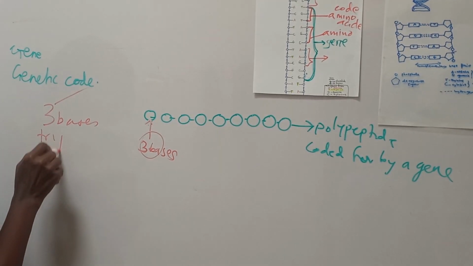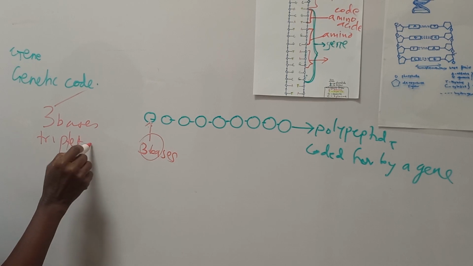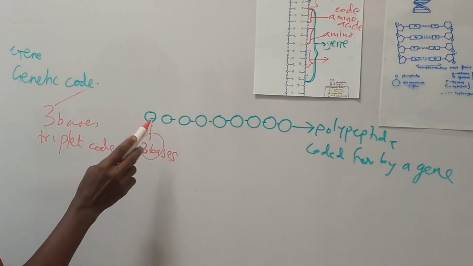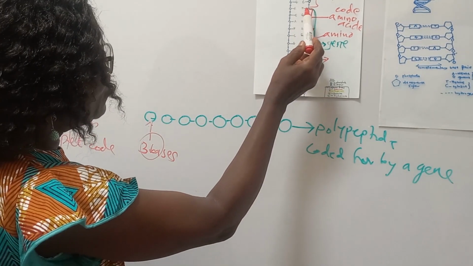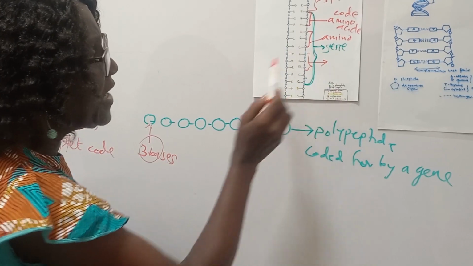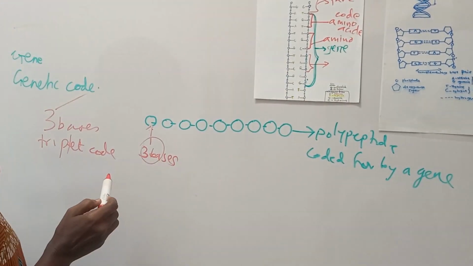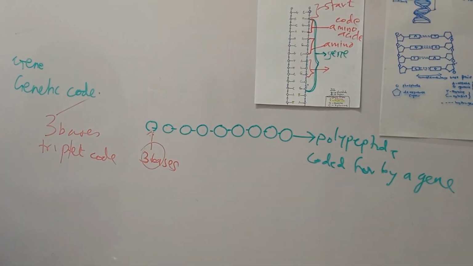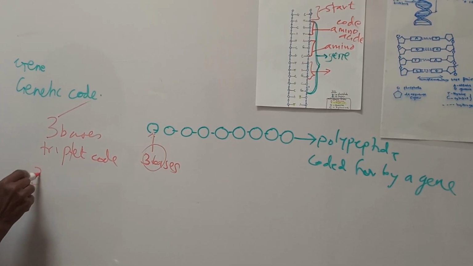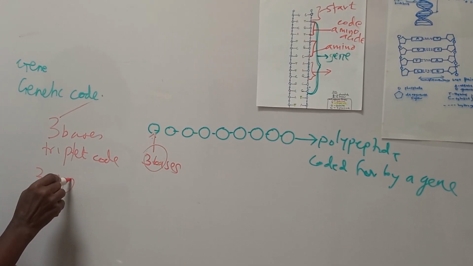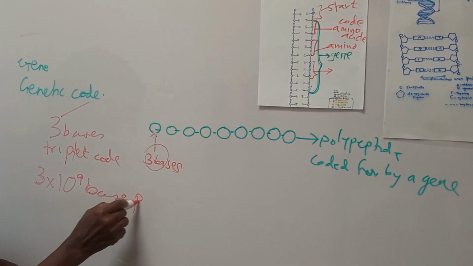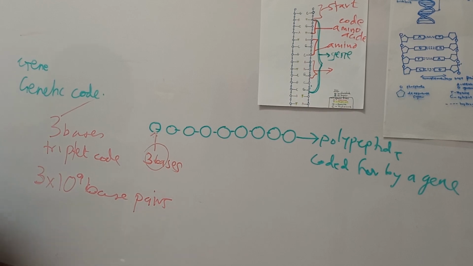The genetic code is a triplet, 3 bases. So it's a triplet code. 3 bases determine the inclusion. So you have 3 bases, 1 amino acid, 3 bases, 1 amino acid into a polypeptide. And it's been found that there are 3 billion base pairs in the human genome.